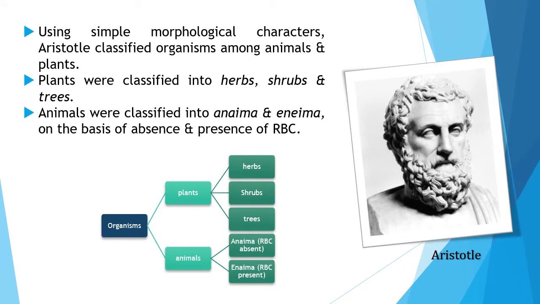Now, Aristotle, a famous Greek philosopher, was the first man who tried to conduct the process of classification in a scientific way. He used simple morphological characters in classification. He classified plants into herbs, shrubs, and trees. And he classified animals into Anaima and Enaima on the basis of absence and presence of red blood cells respectively. But this process was not well accepted due to less points for classification.